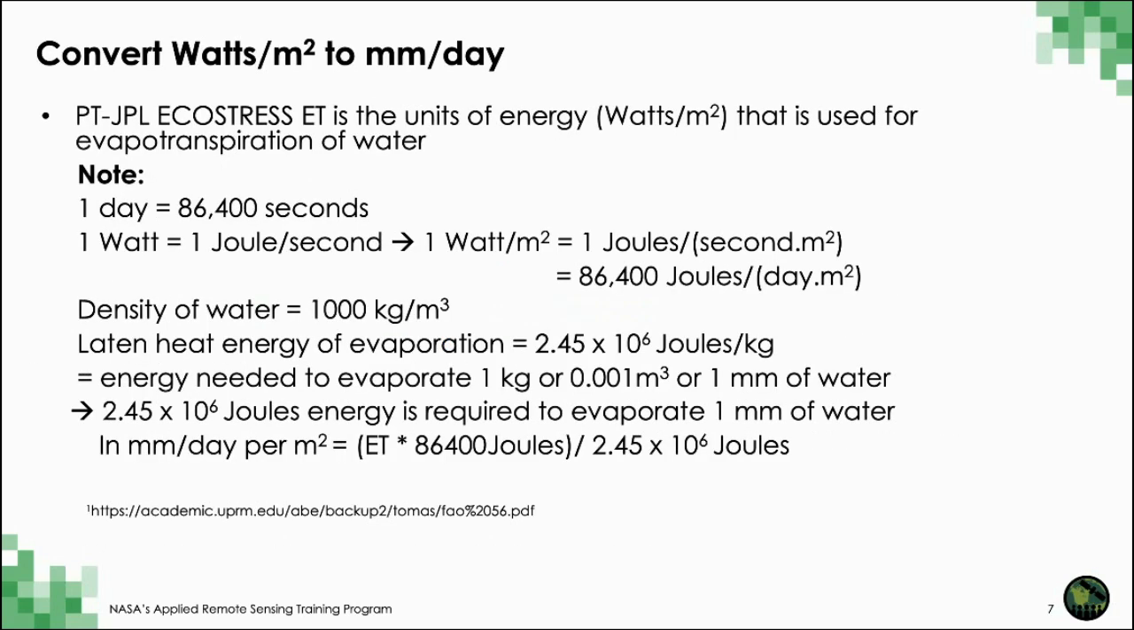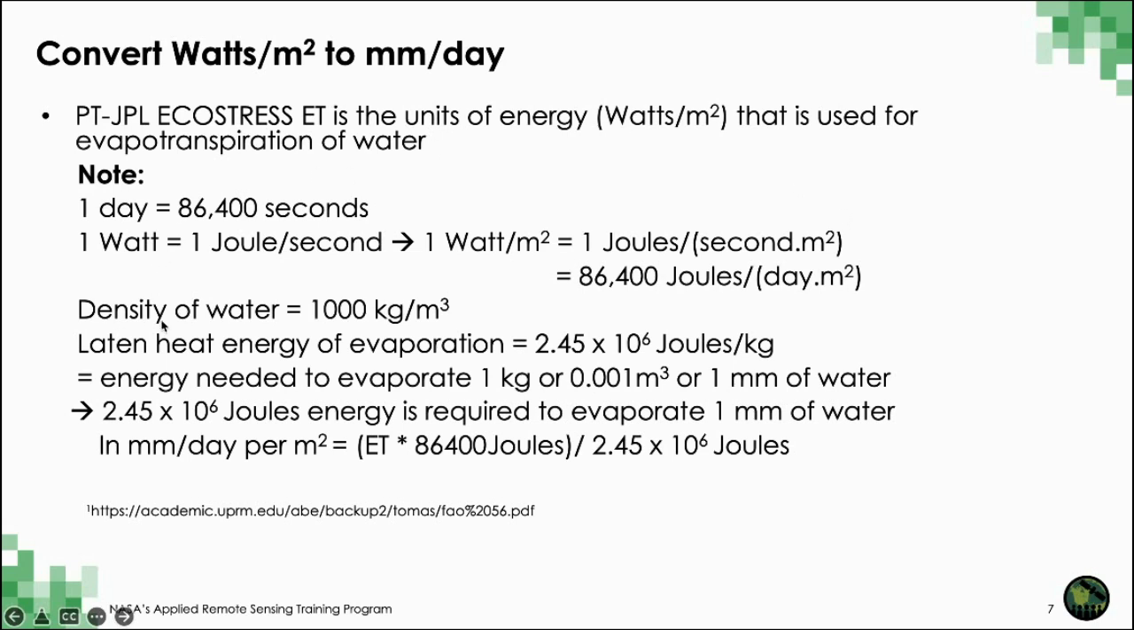So next, let's see how to convert watts per meter squared to millimeters per day. PT-JPL ECOSTRESS ET is in watts per meter squared, which is energy that is used for evapotranspiration of water. Per day, there are 86,400 seconds. 1 watt is 1 joule per second, so it's really a rate of energy, joules per second. So 1 watt per meter squared is 86,400 joules per day. This is for a meter squared, per unit area.